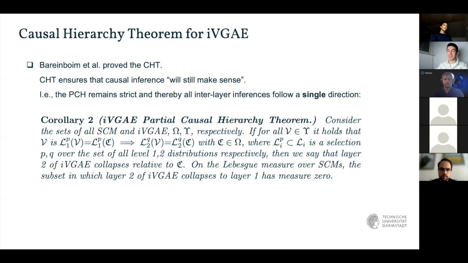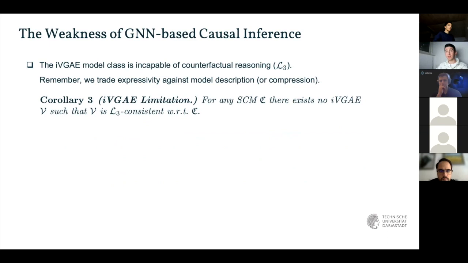And we can do the same thing here with the IVJE, just that we have this partial causal hierarchy theorem because our consistency notion is a partial one. So we're saying, if they match on level one, then the implication at level two is also satisfied, it collapses with this Lebesgue measure to zero. And with this, you can make another statement about L3, which we already knew, but now a little bit formal: you will not find an IVJE that could be, on any level, consistent with the counterfactual case.